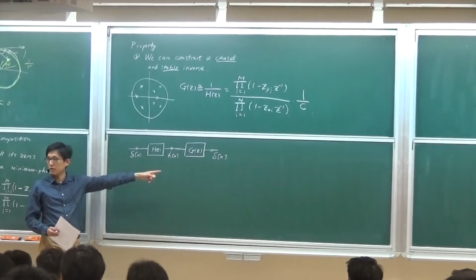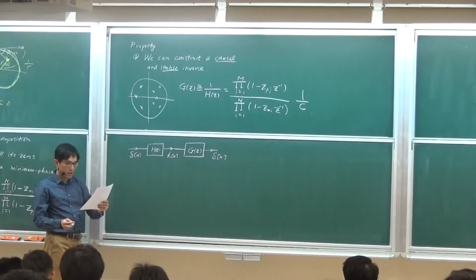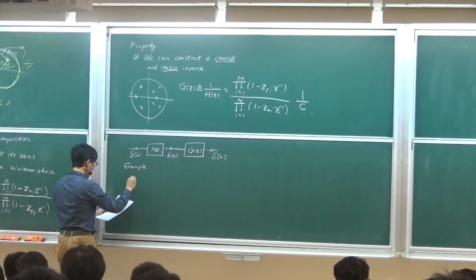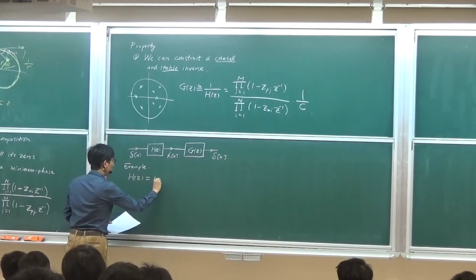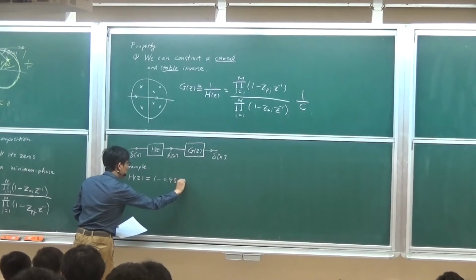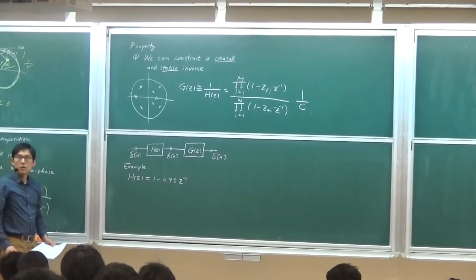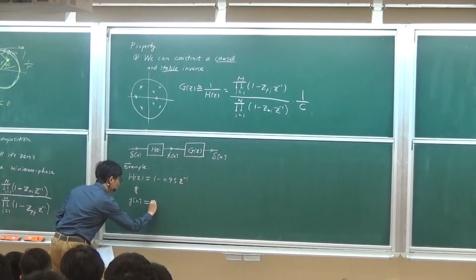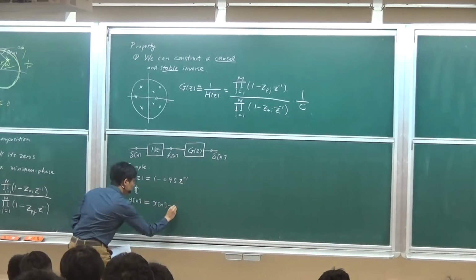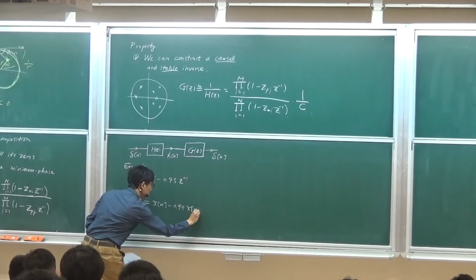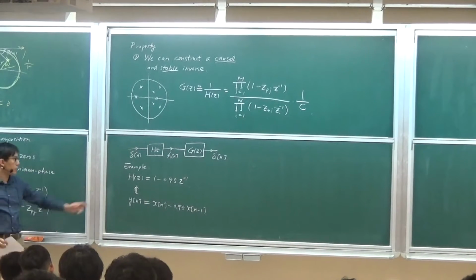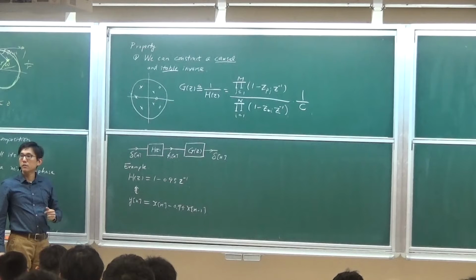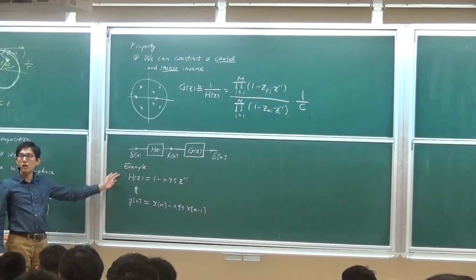And it works like this. For example, if H of Z is 1 minus, let's say, 0.95 Z inverse. Now this corresponds to a system, output y of n will be equal to x of n minus 0.95 times x of the previous sample. That's the relation between output and input. If we have this example, H of Z, is this system stable? It's an FIR, it's always stable.